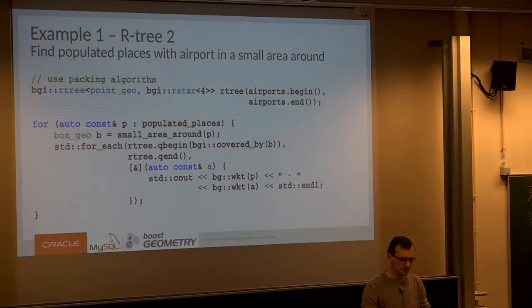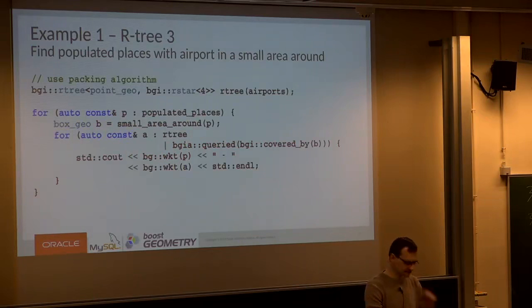But we can do better because we know the data up front. So I'm creating the same R-tree but using the packing algorithm, and for this purpose I'm passing the iterators to the range into the constructor of the R-tree. So here we have the R-tree created with the packing algorithm, which should be faster. And then I'm using query iterators instead of the query function, which lazily iterates over the results. So you can, for instance, stop it at some point if you like.